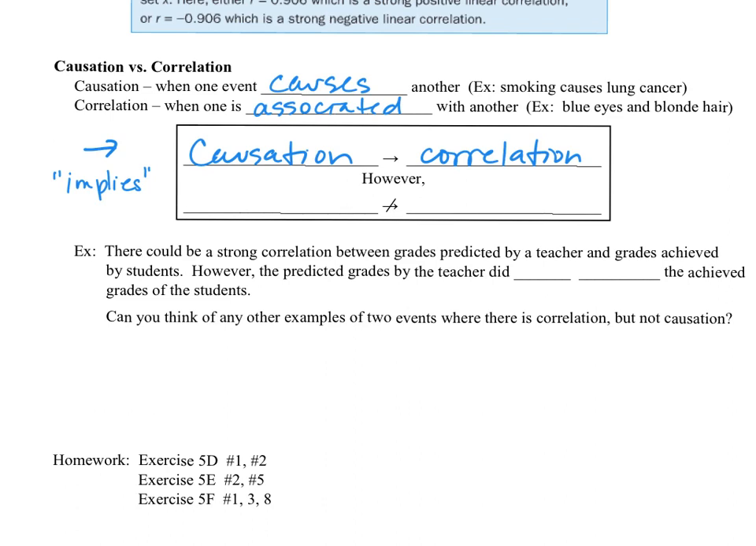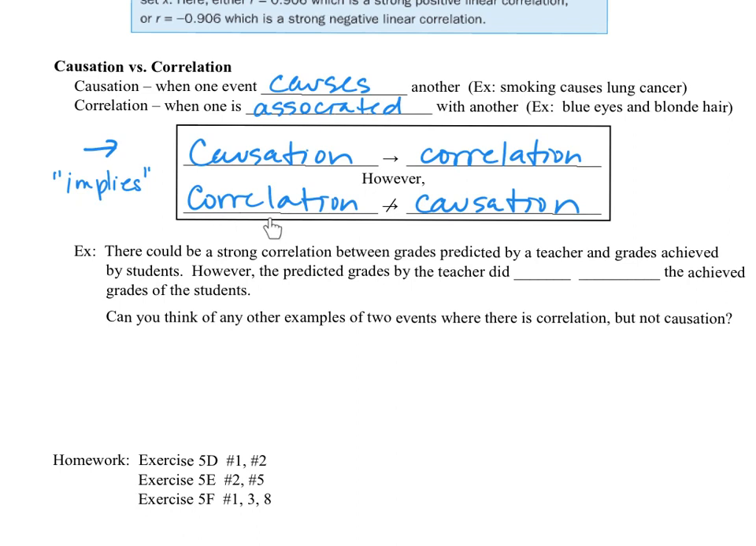So correlation does not necessarily imply causation. Let me give you an example. Let's say there would be a strong correlation between grades predicted by a teacher and the grades that were actually achieved by the student. The teacher might make a list, like at some point I might be asked to predict what I think you're going to get on your papers in May. And there might be a very good correlation between what I predict and what scores you actually achieve.